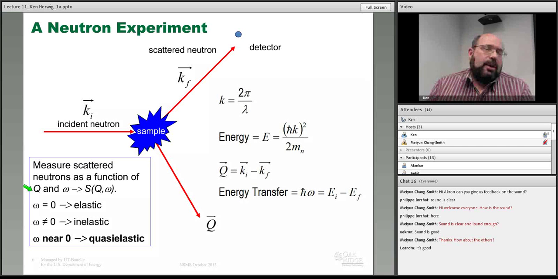When omega equals 0, we call it elastic scattering. There's no energy transfer to or from the sample. When it's not equal to 0, we typically call it inelastic. But when it's near 0, but still inelastic, we tend to call it quasi-elastic scattering. There's actually a quasi-elastic approximation, and I'll tell you a little bit about what that means in terms of what you measure in just a minute.